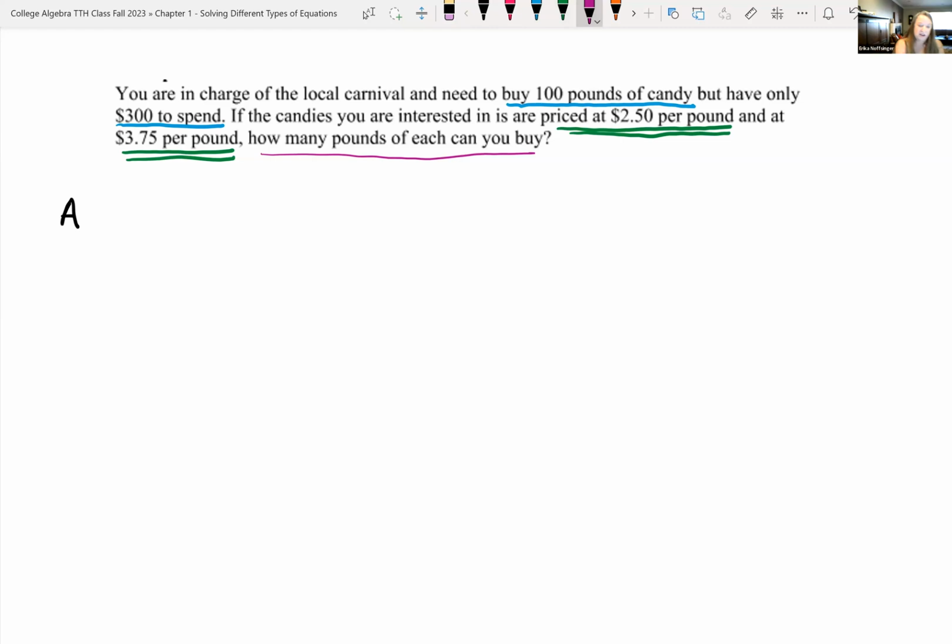So we're going to let our variable be one of the kinds. So let maybe X equal the number of pounds of the $2.50 per pound candy.